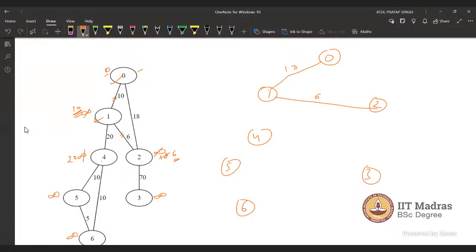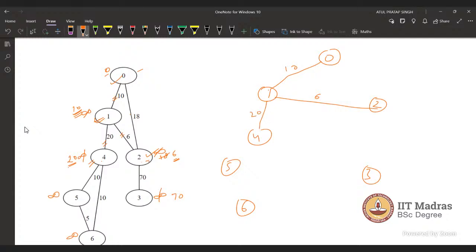Now we will check the adjacent nodes of 2. 2 to 3 is 70, so it will update to 70. We have already selected 2 and all other nodes are visited, so no other update happens. Now what other nodes remain? 20, 70, infinite, infinite. We will select this 4, and this 20 value was updated from node 1, so we will consider this edge, 20, as a spanning tree edge.